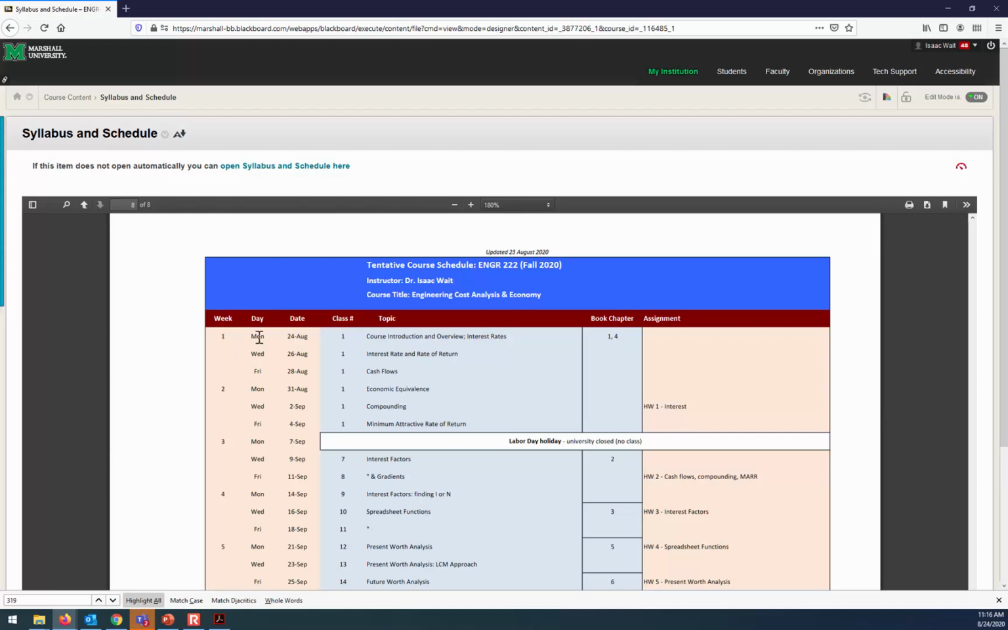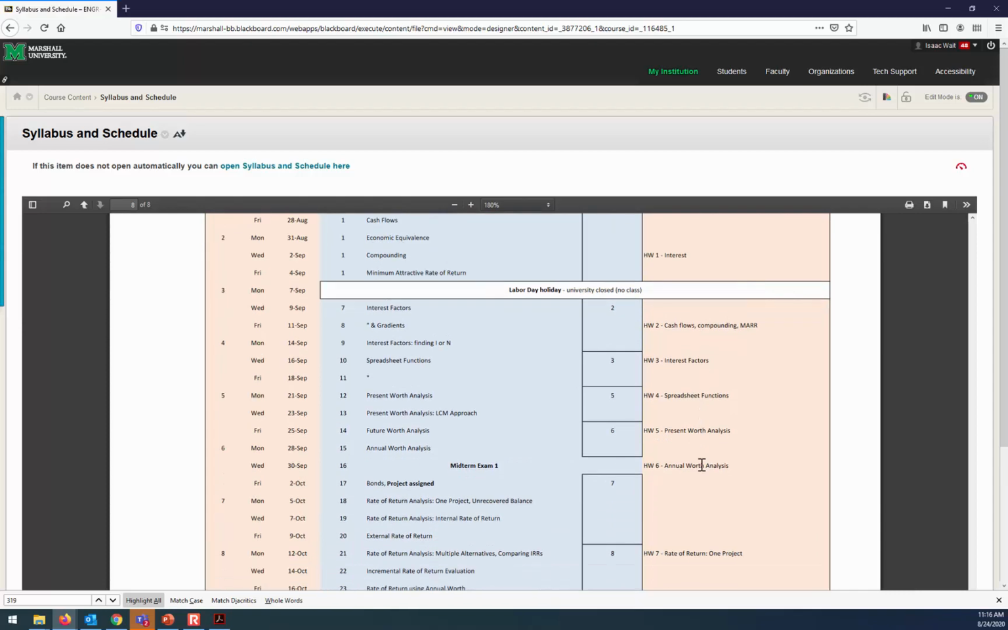But by the day and date for each class meeting that we have, you can see what the topic is going to be, and then also when the homework assignments are due. For example, homework number 1, which is related to interest, is due before our class meeting on Wednesday, September 2nd. And homework number 2 is going to be due before our class meeting on Friday, September 11th. In each case, the assignment window will vanish when our class meeting begins on the date that's indicated.